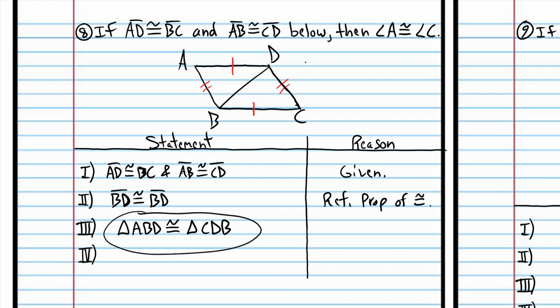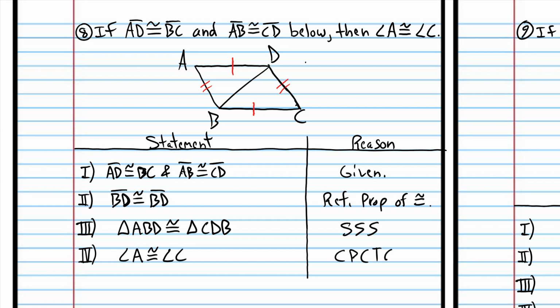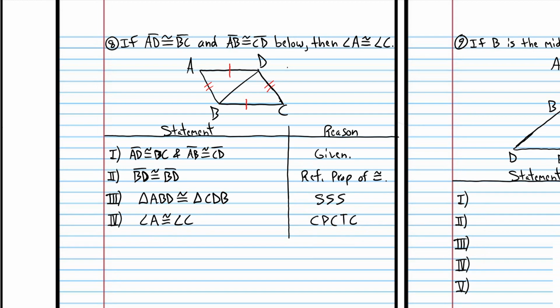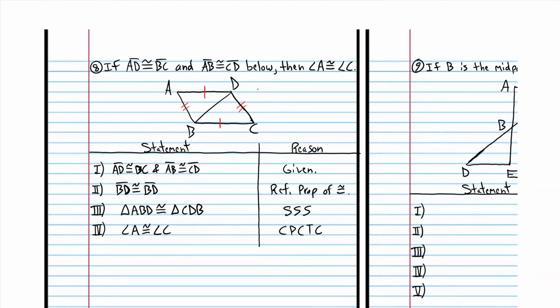Now, you may have written a slightly different order as long as the corresponding parts are lined up. Again, there's 6 different ways to do this. So please understand that. So we know that that's true by the SSS postulate. And now that we know that's true, we can easily say that angle A is congruent to angle C by CPCTC. So if you got that right, good job.